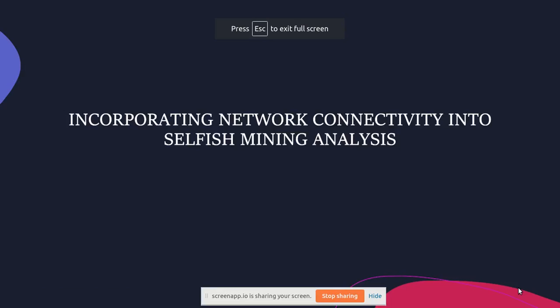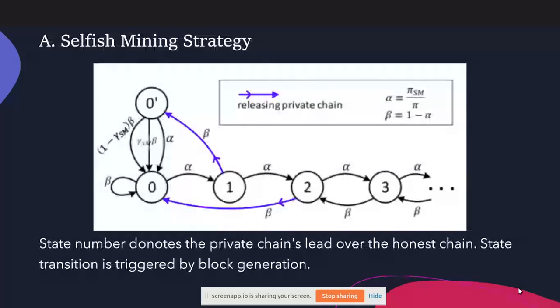So we will be talking about incorporating network connectivity into selfish mining analysis. We will be evaluating the impact of network connectivity on the selfish mining pool's communication capability and analyzing its security implications. First, we'll talk about the selfish mining strategy.